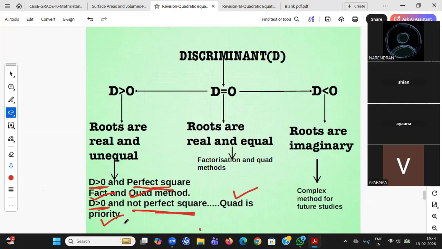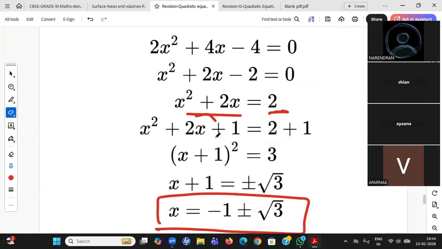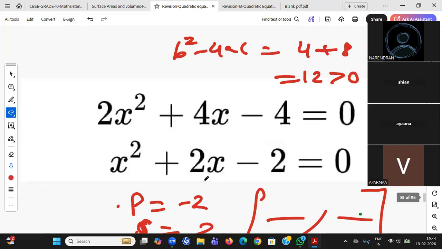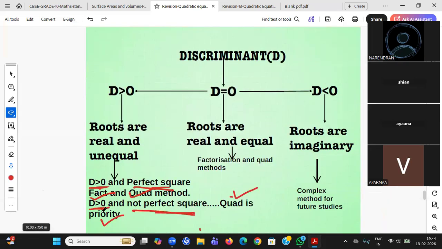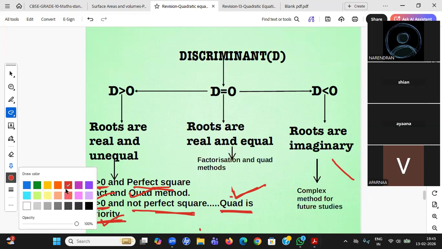I am saying priority. It doesn't mean that we can't get it by the normal procedure, by middle term splitting, also through some indirect way. But whenever you get a discriminant greater than 0 and not a perfect square, please go for the quadratic formula without thinking. If it is a perfect square, both are fine. If it is less than 0, neither works; you will not get real roots. If the discriminant equals 0, then again the factorization method and quadratic formula both work. Only in the case where the discriminant is greater than 0 and not a perfect square, please go for the quadratic formula as a priority. Understood, Fadila?